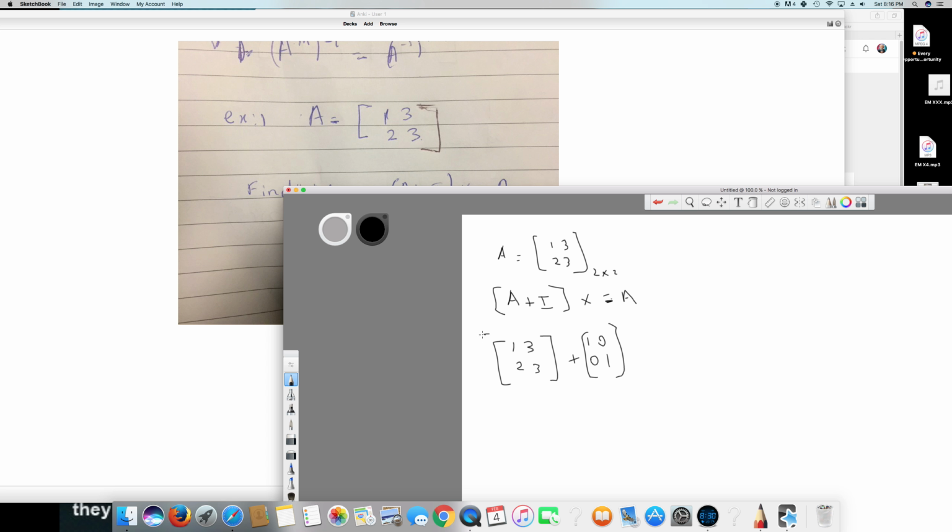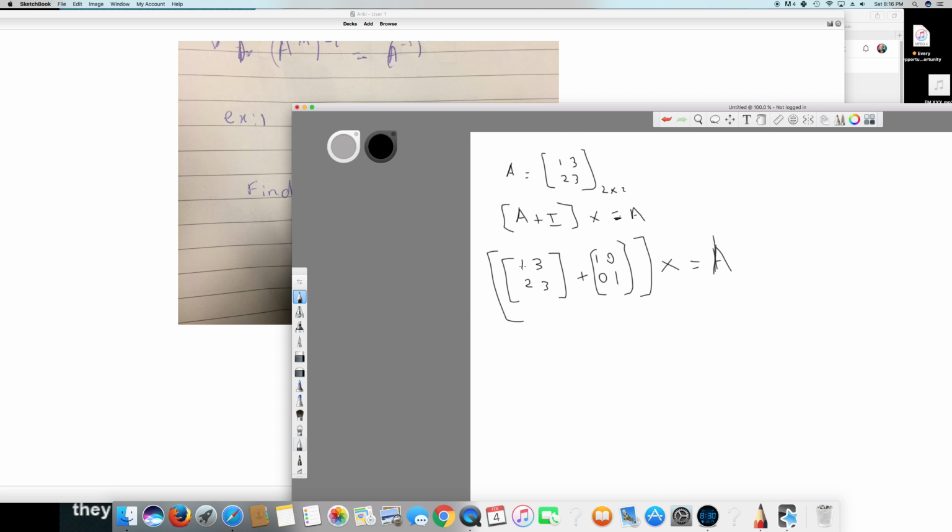So this is our identity, and X is going to be equal to A. I can put the A value right here, or I can just simply keep it as A for now. Adding is easy, just add it directly. 1 plus 1 is 2, 3 plus 0 is 3, so 2 3, and 2 plus 0 is 2, and 3 plus 1 is 4, and times X is equal to A.